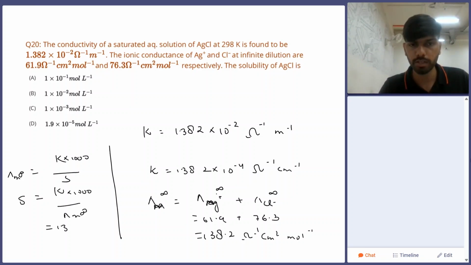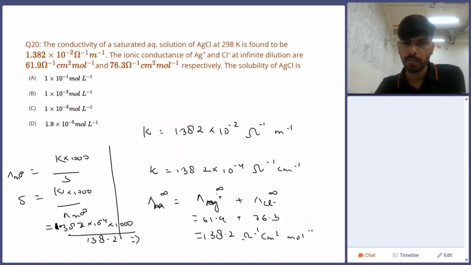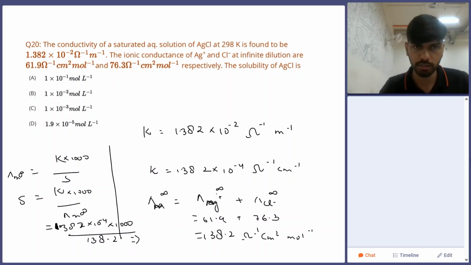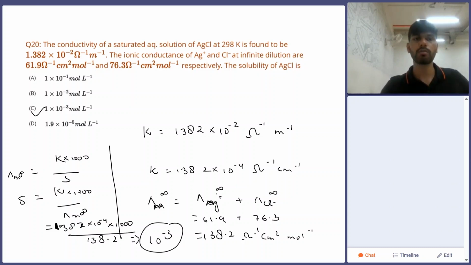So this is 1.382 into 10 to the power minus 4 into 1000 upon 138.2. When we solve this, it comes to 10 to the power minus 3. So solubility is 1 into 10 power minus 3 mole per liter. So option C is correct, class.